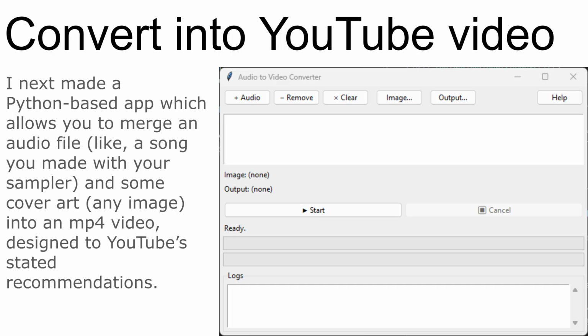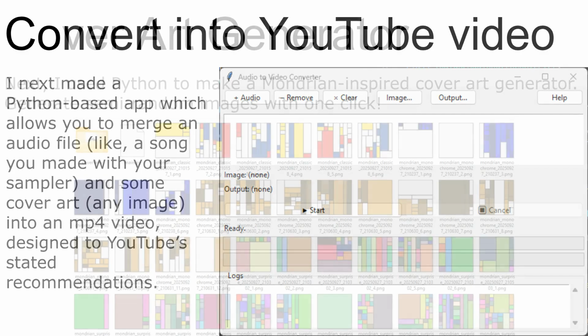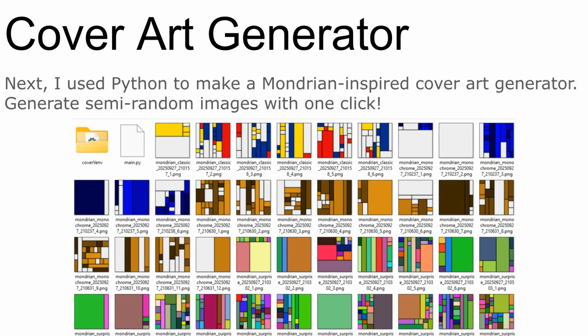I next made a Python-based app which allows you to merge an audio file, like a song you made with your sampler, and some cover art, any image, into an MP4 video designed to YouTube's stated recommendations. Next, I used Python to make a Mondrian-inspired cover art generator. Generate semi-random images with one click.